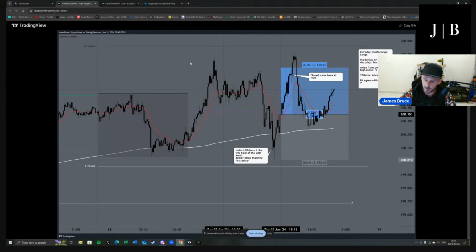The reason why I did stick with the long bias is we didn't break down below the 200 EMA. Look how we continue to hold above that 15-minute 200 EMA. This is the 5-minute chart, but that EMA is based on the 15-minute 200 EMA, my bias dictator. As you can see, intraday, you're looking for longs. It's a second day play away from previous week's highs and lows, and it's above the 200 EMA, and price action is agreeing with it. So I just got in at a poor price.